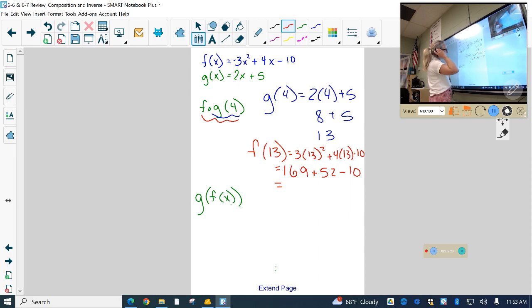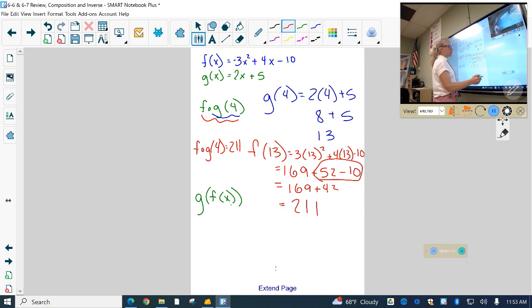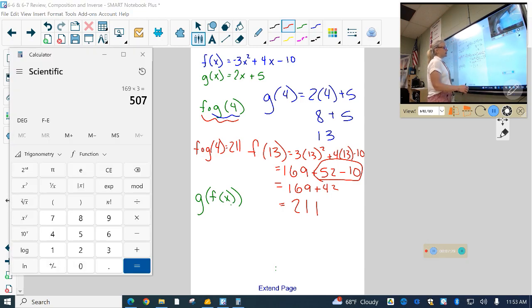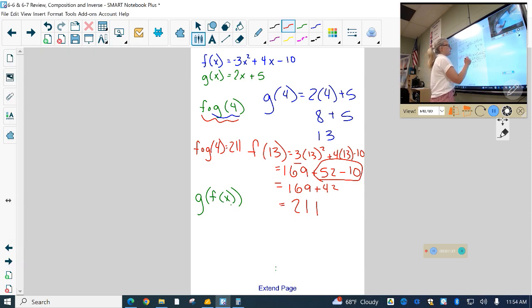So I have 169 plus 52. Actually, if I combine these two, it would be 42. So 169 plus 42 equals 211. So we would say f of g of 4 equals 211. I'm going to go ahead and check my math with the calculator, to make sure I didn't make any computation errors. I did actually make an error. I forgot this 3 right here. So let's go ahead and fix that.